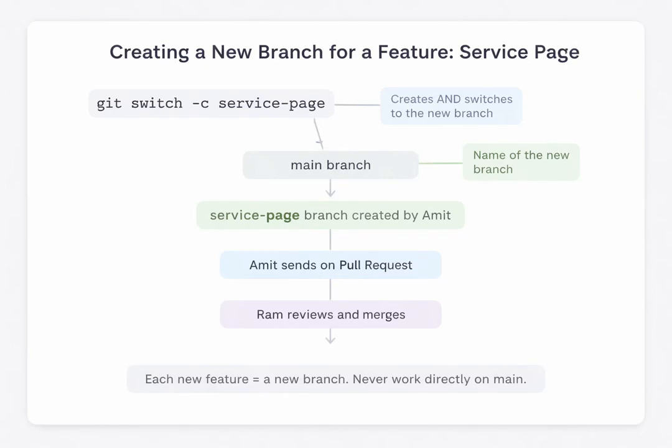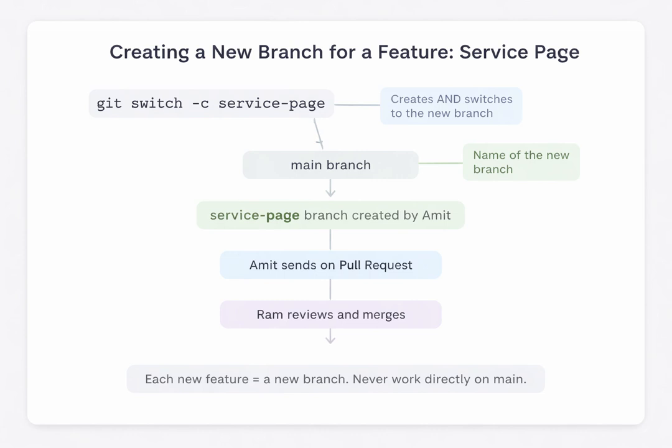Continuing with the same scenario, the instructor now shows what happens when a new feature needs to be built. In this case, Amit is asked to create a service page for the website. So what does Amit do? He creates a new branch specifically for this feature. The command is git switch -c service page. The -c flag means create, so this single command both creates the new branch called service page and switches Amit into that branch immediately. From here, Amit works on the service page entirely within this branch.